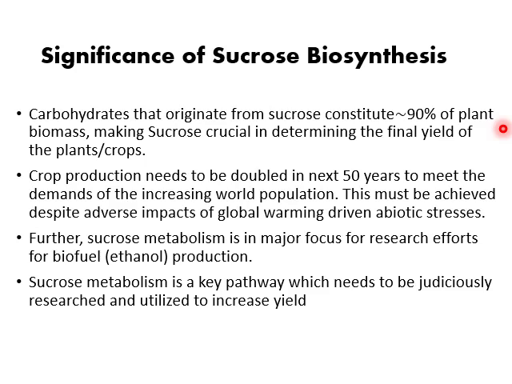So carbohydrates, you can see, originate from sucrose. It may be starch, it may be cellulose, or it may be fructans, many other carbohydrate molecules which arise from sucrose. They constitute about 90% of the plant biomass. So this makes sucrose crucial in determining the final yield of the plants or the crops. It's very important to us as agriculture scientists, the yield of the crop. So sucrose is very crucial in determining the yield of the crop.